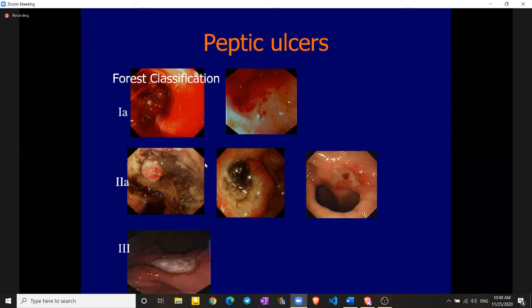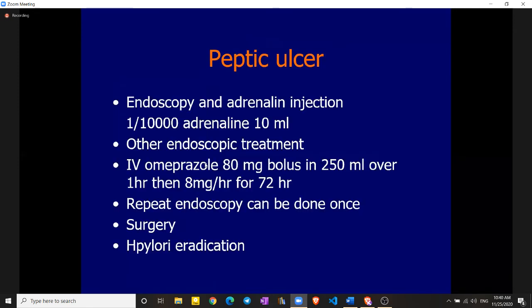So next one. So again, now treatment, there is medical and there is endoscopic, right?